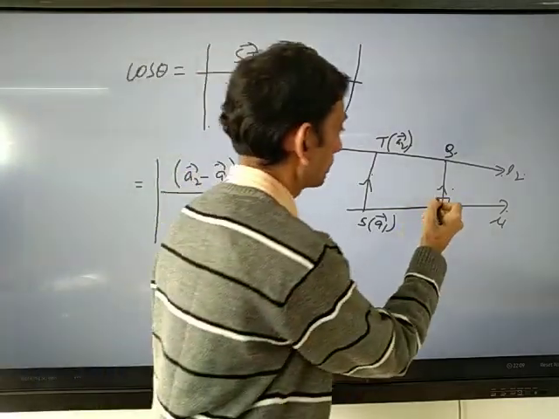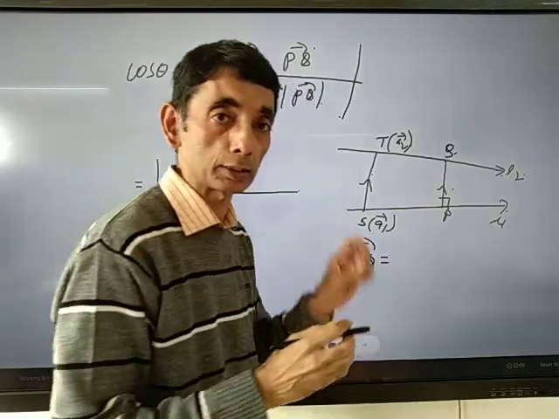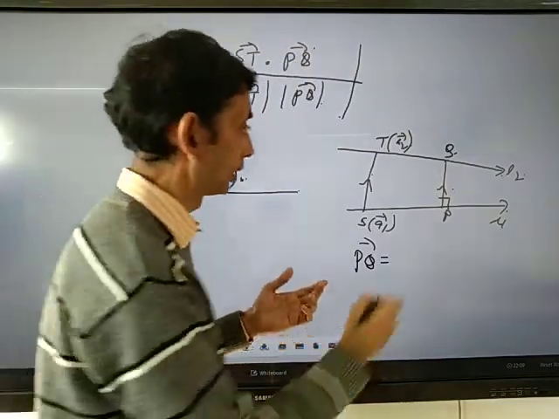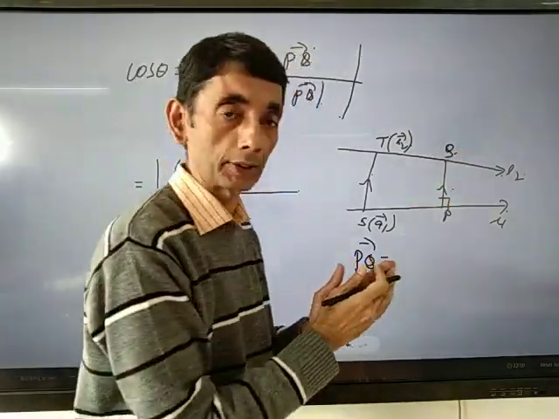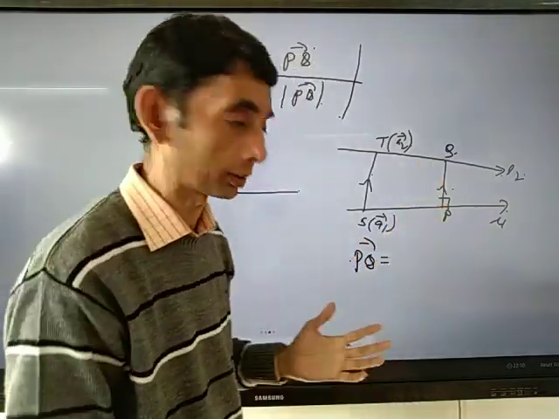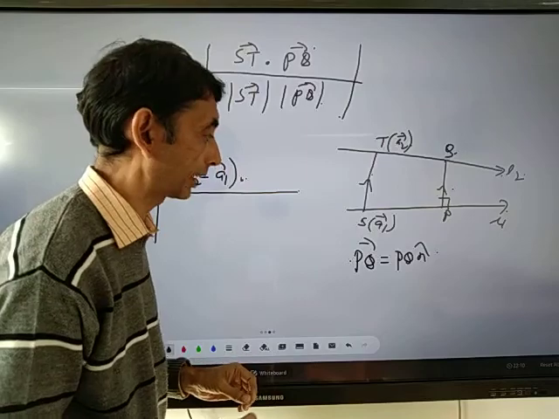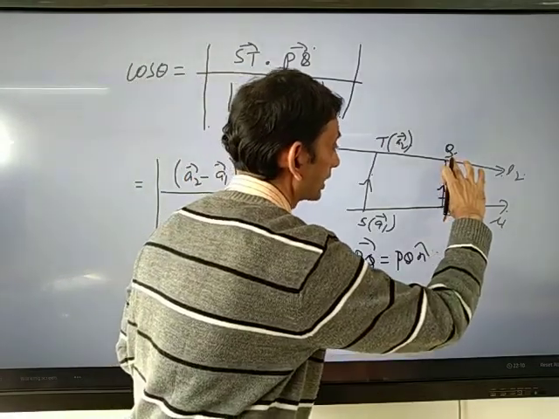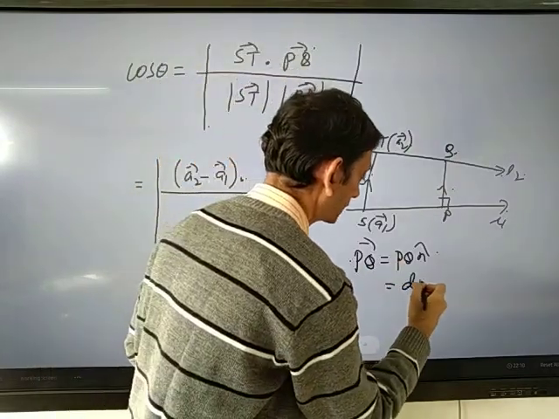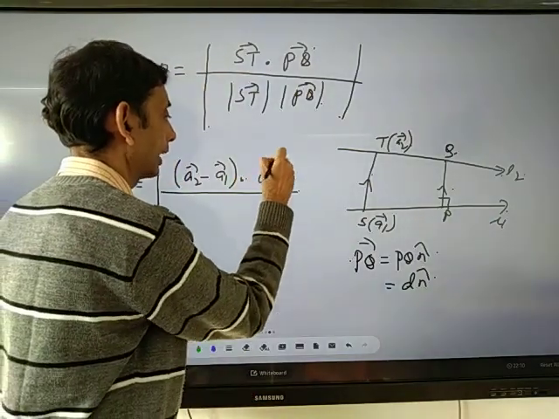Now PQ can be written in terms of the unit vector. What is the unit vector along PQ? The unit vector along PQ is n cap. Any vector can be written as the magnitude of the vector multiplied by the unit vector along that direction. So PQ can be written as PQ n cap. If this distance, the distance we want, is d, then this can be written as d n cap.